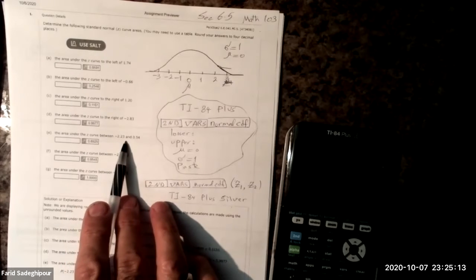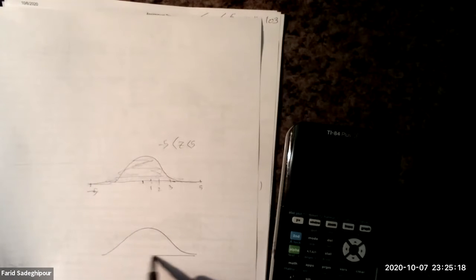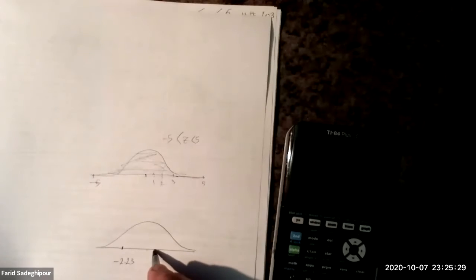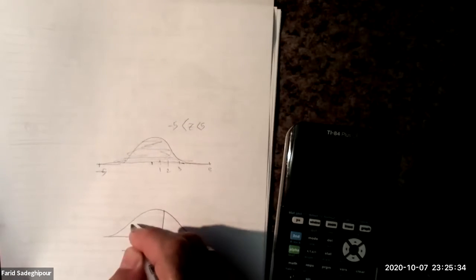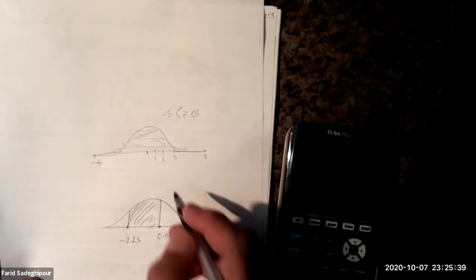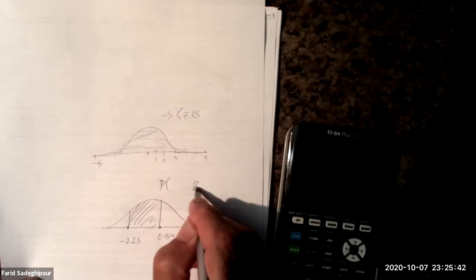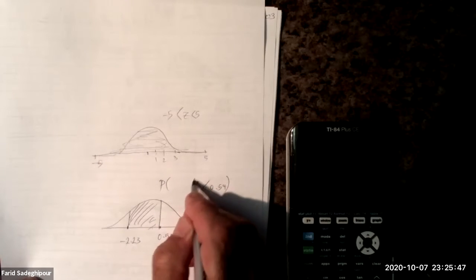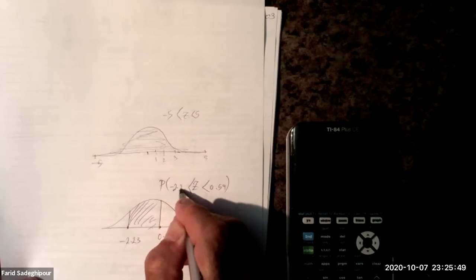Z between -2.23 and 0.54. Okay, let's look at this. They want us to calculate this, right? They want us to find this area. Find the probability that Z is between these two numbers, 0.54 and -2.23.